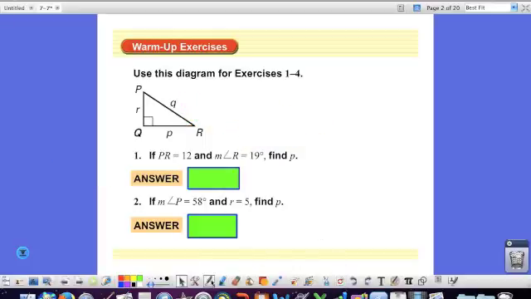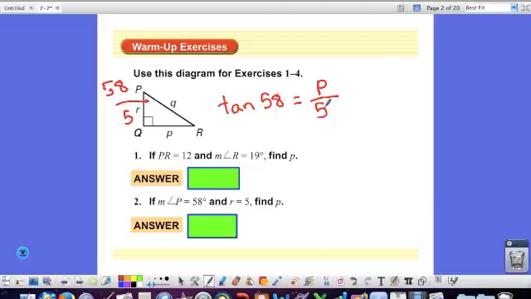Next problem. Let's say that in this same triangle, the angle of P measures 58 degrees. We're told that R is 5, and they want us to find P. So now I don't have a hypotenuse. That means I'm using tangent. So the tangent of 58, that's the TOA part of SOHCAHTOA. So tangent, opposite is P, adjacent is 5.